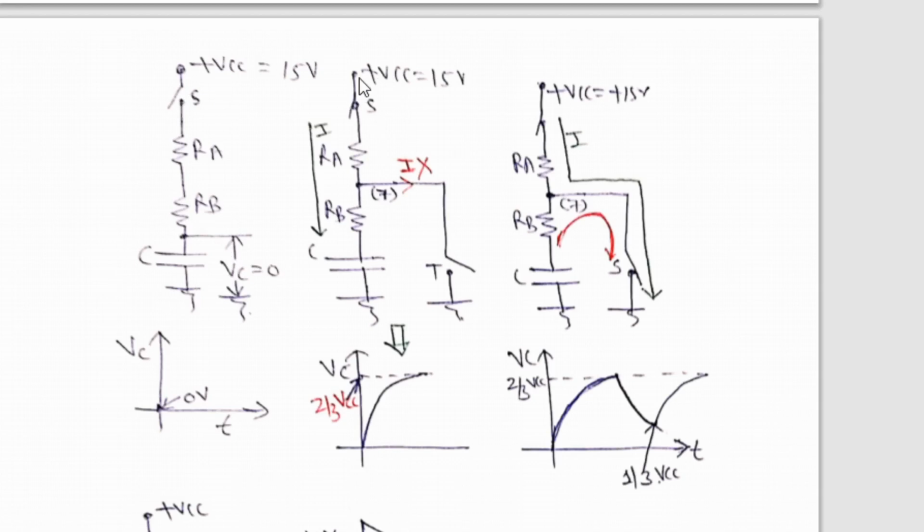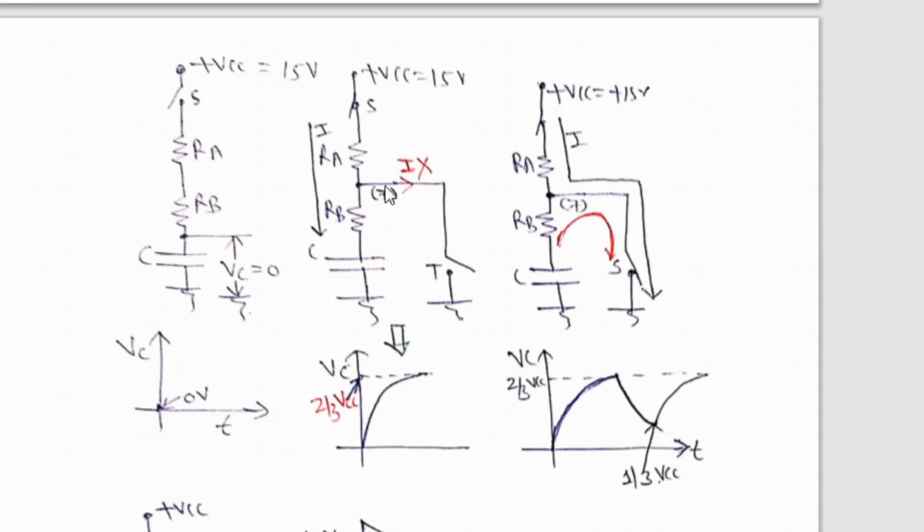But when the power supply is connected through the switch S, by closing the switch S, no doubt the current I will start flowing through RA, through RB and capacitor C will start charging. And therefore here in diagram number 1 below I have shown the voltage across capacitor Vc is 0 volt. In this diagram, the capacitor starts charging, therefore voltage across the capacitor goes on increasing. It will charge to 2/3 of Vcc, that we'll see later.